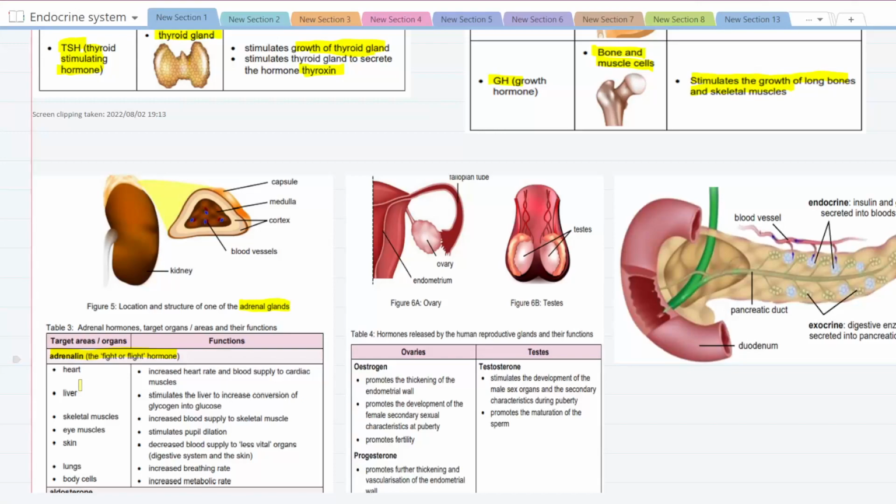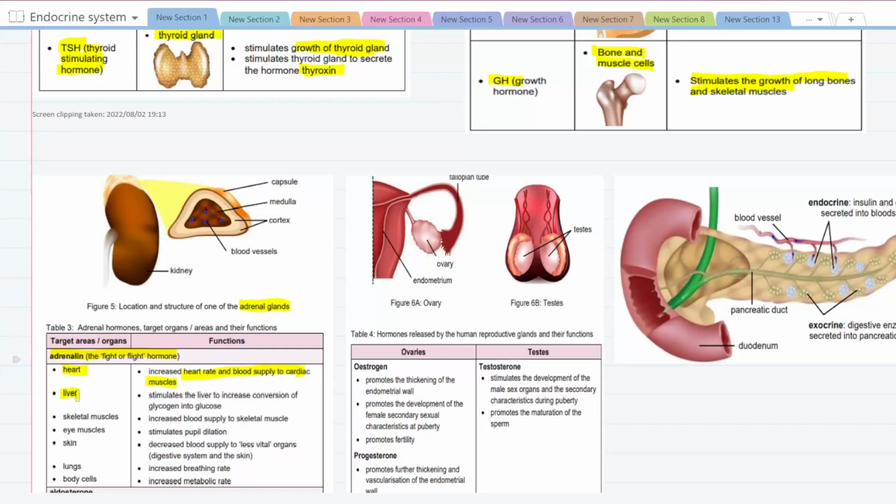When you are in a stressful situation, maybe you see a snake or maybe a dog is chasing you, what is going to happen is that the adrenaline is going to be secreted by the adrenal glands, and this is going to target the heart, meaning it is going to increase the heart rate and the blood supply to the cardiac muscles, so that now you will receive more oxygen to the muscles, and can now be able to run away or jump or whatever will help you in that situation to escape, right?